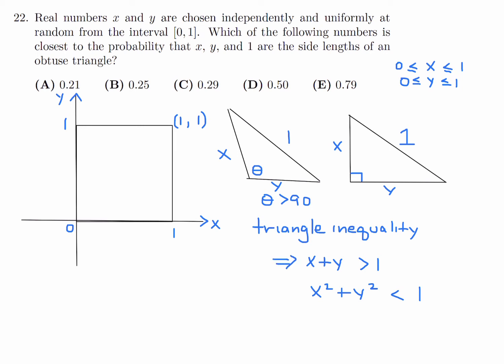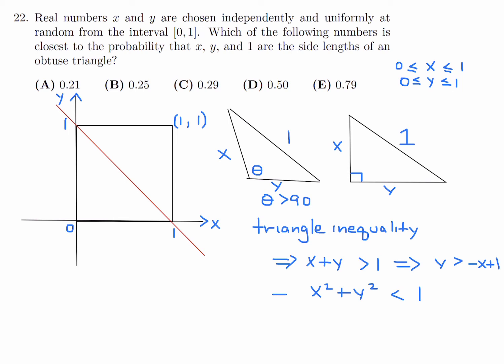Now let's plot this guy. x plus y is greater than 1. That can also be written as y is greater than minus x plus 1. So that is actually a line that you can easily plot: when x is 0, y would be 1, and when y is 0, x is 1. So it's a line that goes through here, like that. And since we want y to be greater than minus x plus 1, it will be this region right here, like that.